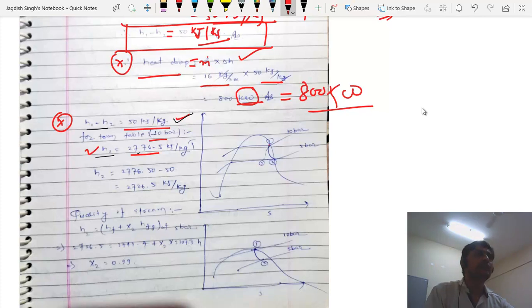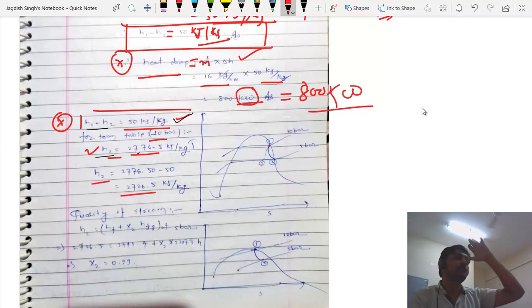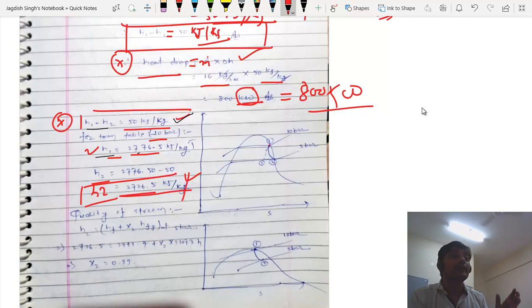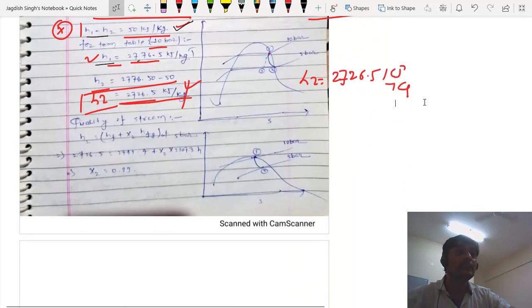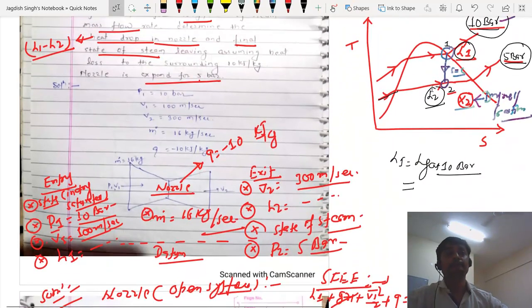Since H1 minus H2 we have calculated, and H1 we have found from the steam table, we can find out this H2. That is 2776.5 minus 50, which is 2726.5 kJ/kg. So this is the value of H2, the enthalpy of steam at the exit of the nozzle. Now we have to find the quality, because we know point 2 lies in the wet zone.